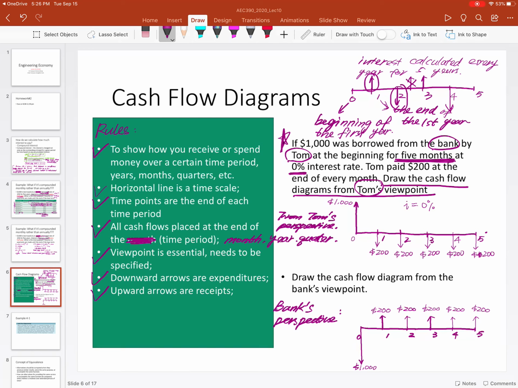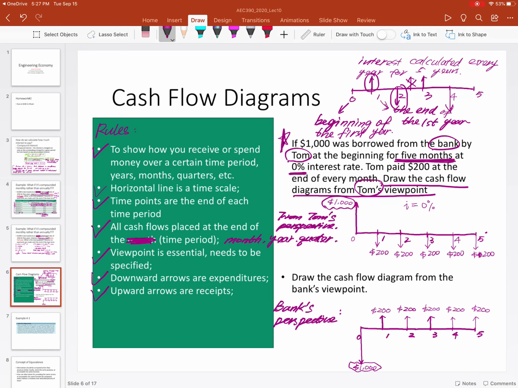Did you see that? So the same story, but different perspectives. What stays the same is the timeline. The time spots are the same. The exact number of each cash flow is the same, but the arrowhead direction is opposite. So that's why every time you draw the cash flow diagram, you want to first determine what viewpoint you're using.